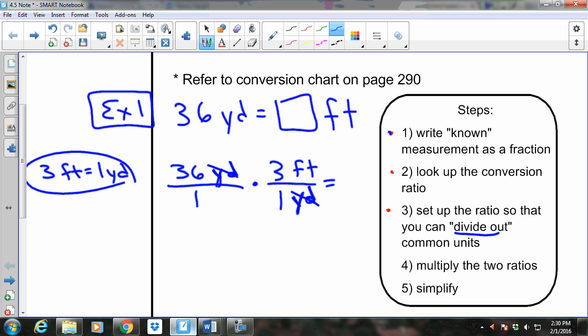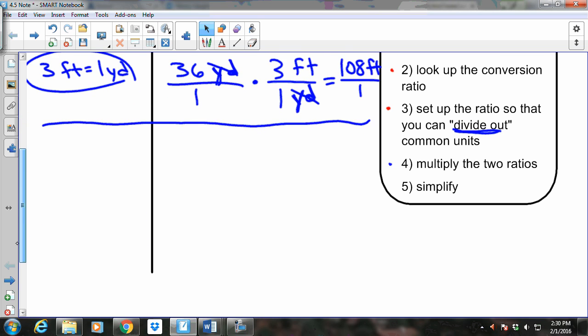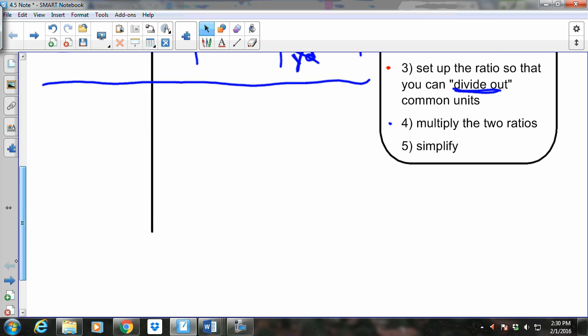Oh, so we're on step 4, multiplying the two ratios. Now we get to divide that out, and then you multiply straight across. 36 times 3 feet equals 108 feet over 1. So anything over 1 is itself. So the answer is 108 feet. Don't worry if you're not getting it yet. We'll do a couple more. And you can pause that if you need to copy those notes.